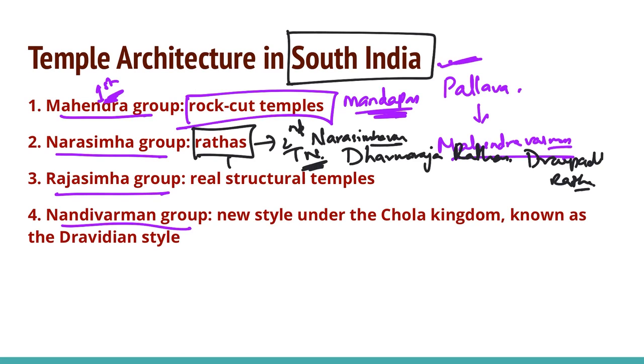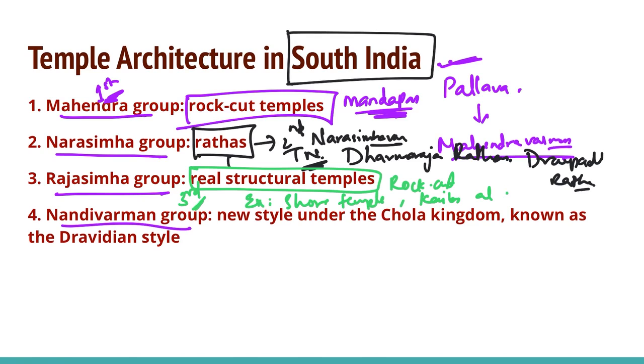Rajasimha group. This led to the third stage of development in temple architecture in South India. Under Rajasimha, the development of real structural temples started in place of rock-cut temples. Example, the Shore temple at Mahabalipuram, the Kailasanath temple at Kanchipuram and so on.